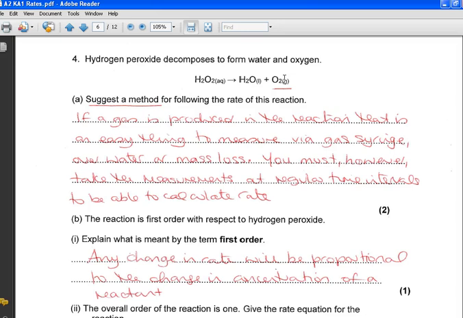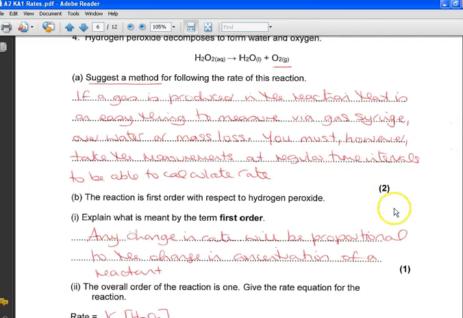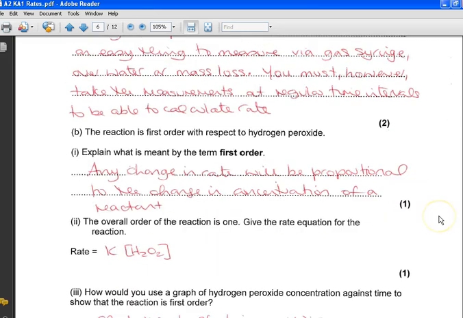Yeah, so you can collect gas in various ways: gas syringe, over water, mass loss, whatever. It doesn't matter what you said, but you did also have to include the regular time interval. So some of you only got 1 mark for that.